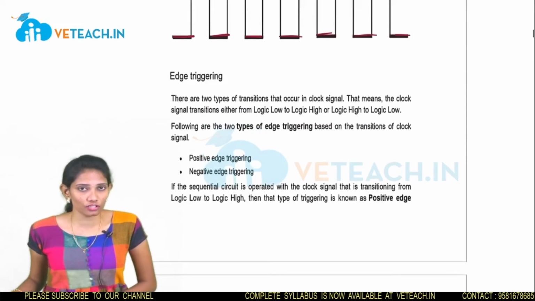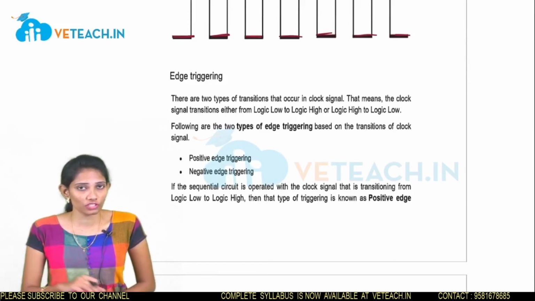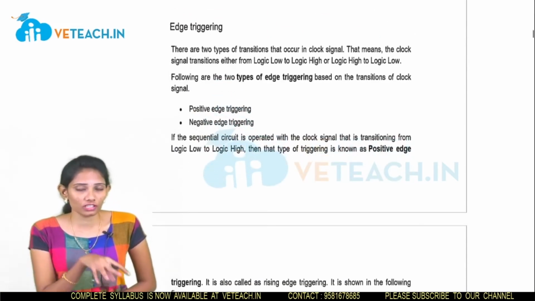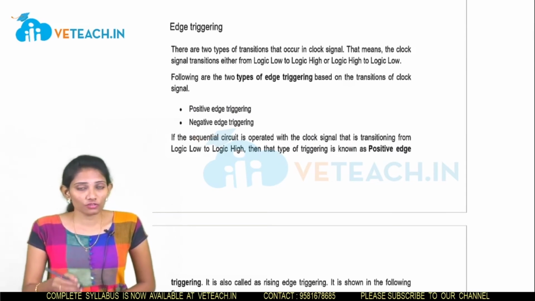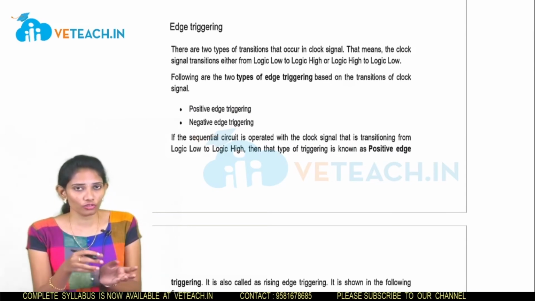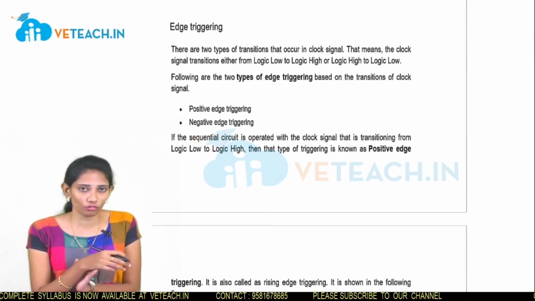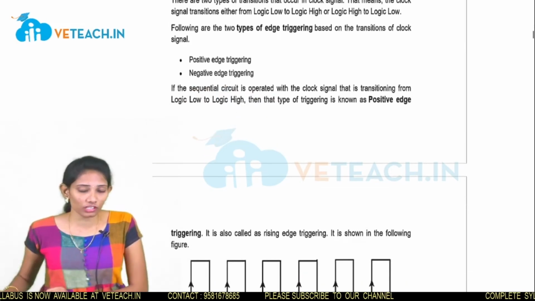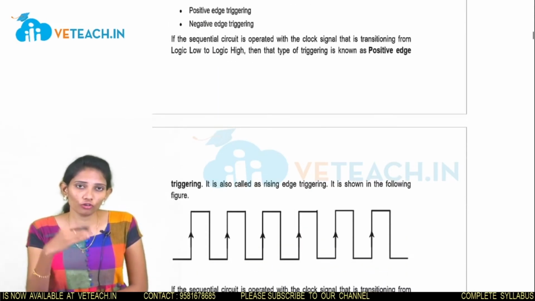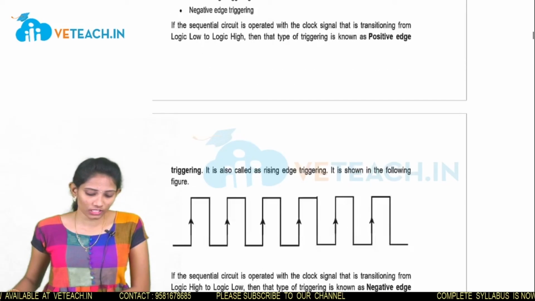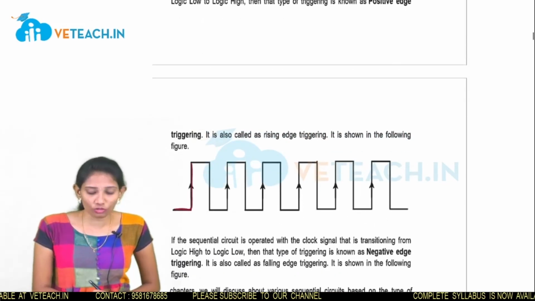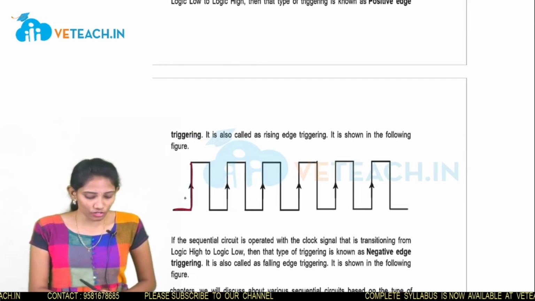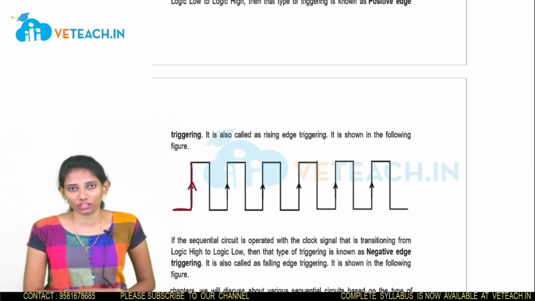In edge triggering also we have two types: positive edge triggering and negative edge triggering. What does edge triggering mean? It gives the transitions between low logic to high logic or high logic to low logic, right? So positive edge triggering means when we take the signal from low logic to high logic. That is nothing but positive edge triggering, and this is also known as rising edge triggering, okay?